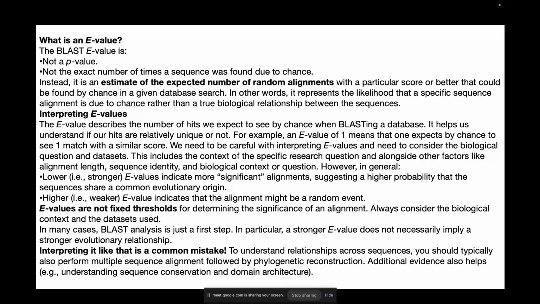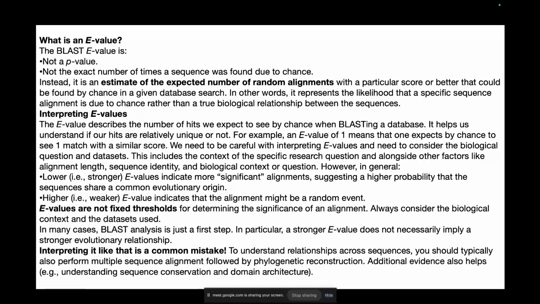Also, a stronger E value does not necessarily imply a stronger evolutionary relationship. It is just telling you that there are not many other sequences that this particular sequence is matching to. Only one result is coming, which is the best match possible, and the other ones are not very significant.